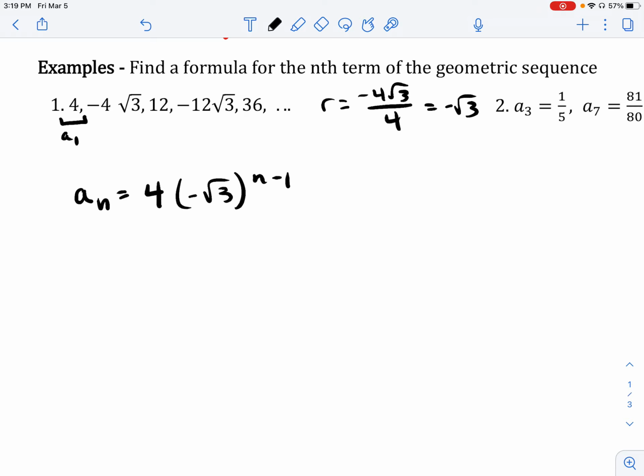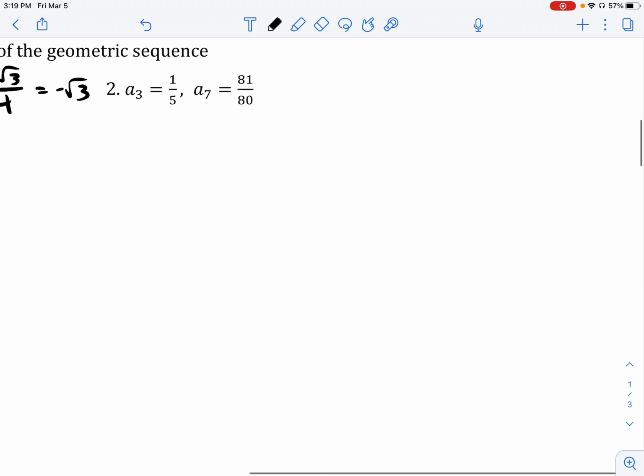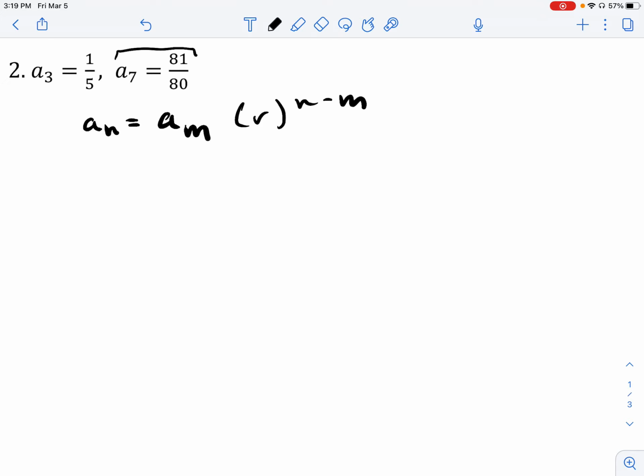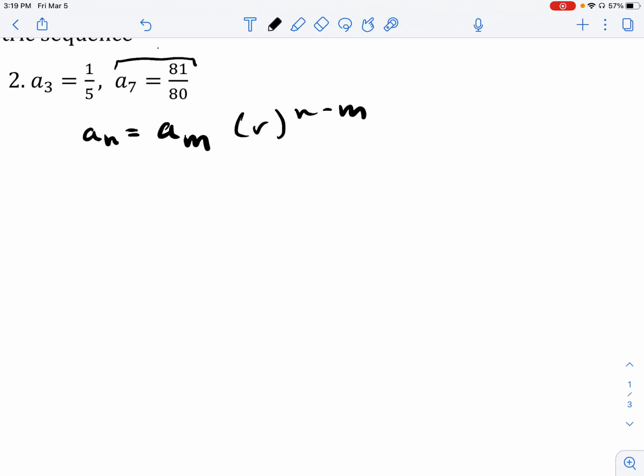Now let's try another sequence where this time we're not given the first term. In fact, we're only given 2 terms in this sequence. And the first thing we're going to need to figure out is my common ratio here. So I'm going to use my a sub n is equal to a sub m times r to the n minus m. And it doesn't really matter which one we choose for our a sub n or a sub m, but let's let this be our a sub n, and this here be our a sub m.